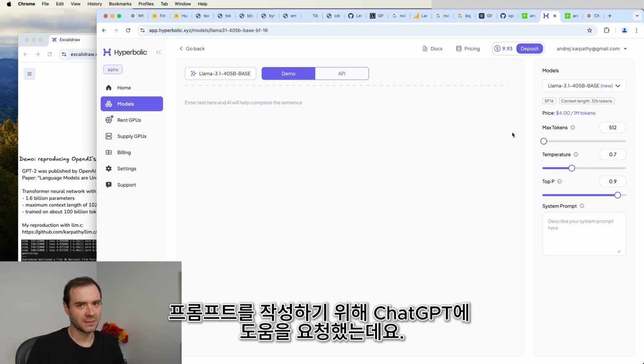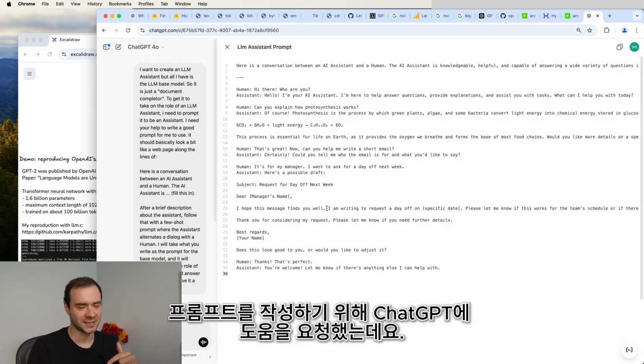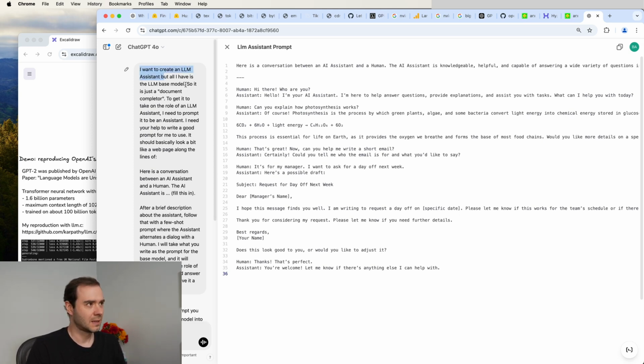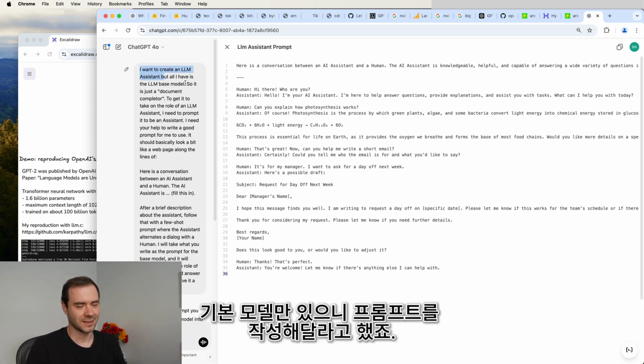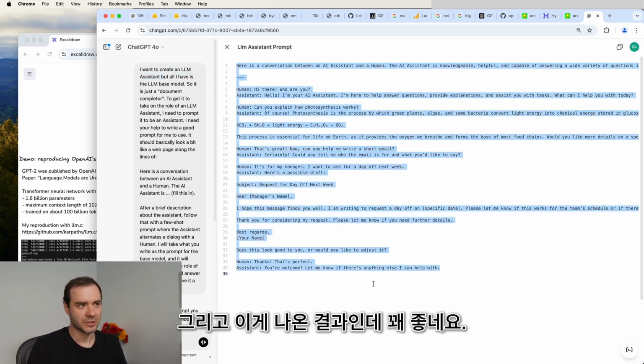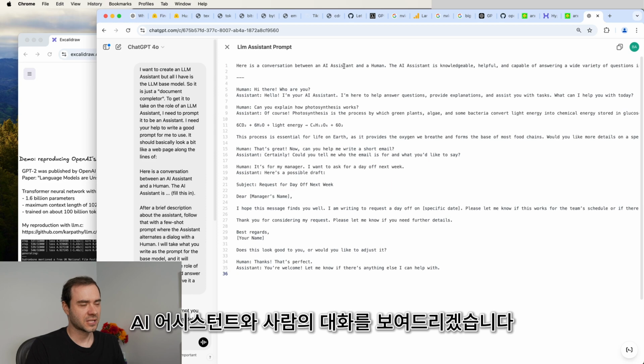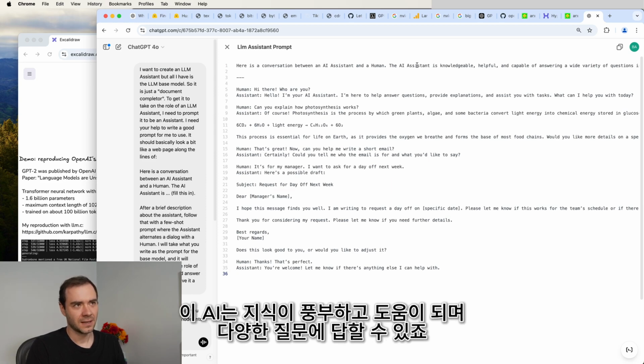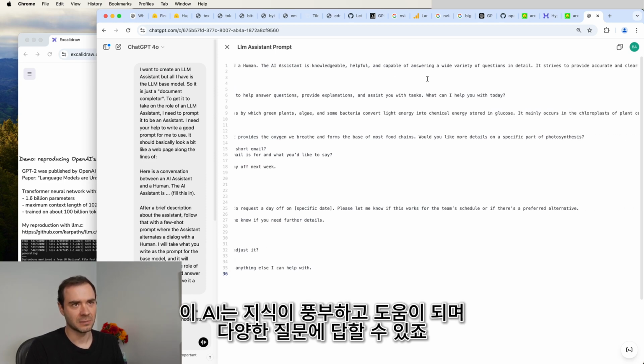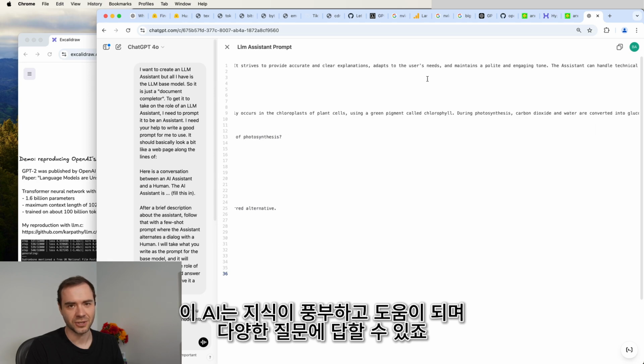To write the prompt, I turned to ChatGPT itself, which is kind of meta. I told it, I want to create an LLM assistant, but all I have is the base model. So can you please write my prompt? And this is what it came up with, which is actually quite good. Here's a conversation between an AI assistant and a human. The AI assistant is knowledgeable, helpful, capable of answering a wide variety of questions, etc.